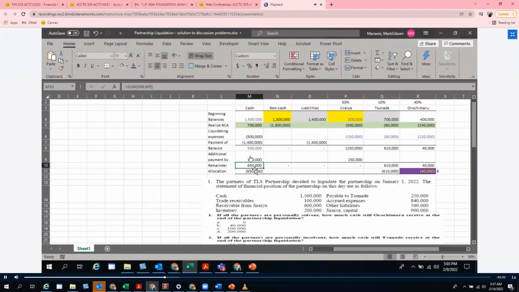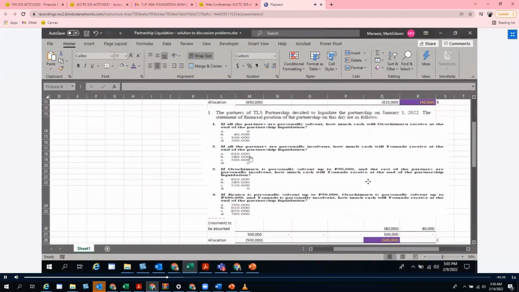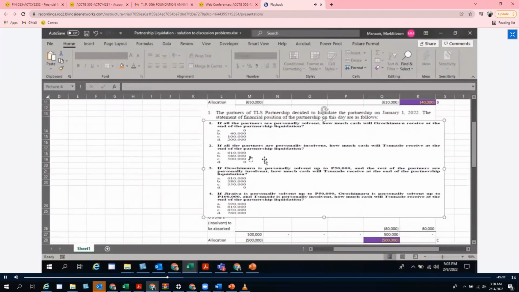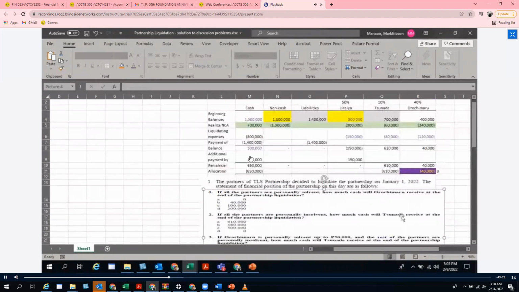Now, what we're going to do next is we'll split the 650,000 among Tsunade and Orichimaru. Actually, it's just the capital balances, no? So that's 610,000 for Tsunade and 40,000 for Orichimaru. The question to requirement number 1, if all the partners are personally solvent, how much cash will Orichimaru receive at the end of the partnership liquidation? So the answer is letter B, 40,000 pesos.